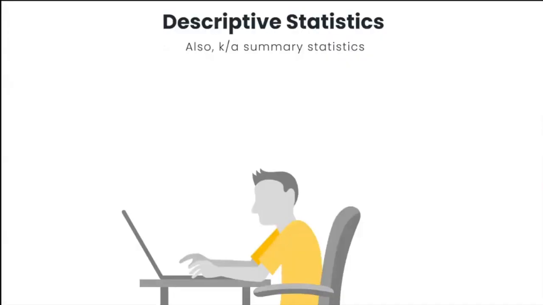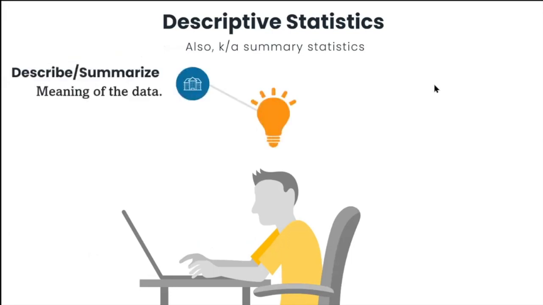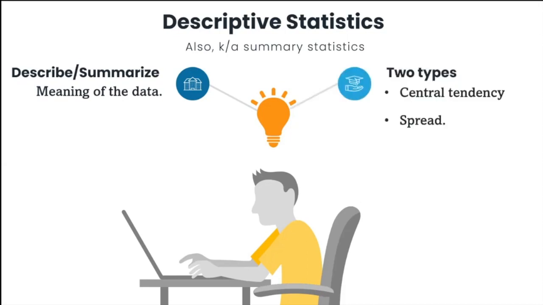This is also known as summary statistics, because we summarize the data, and by summarizing the data, we are giving some meaning to it. This is in contrast to inferential statistics, which, as we'll see, is a bit uncertain, whereas there is certainty in descriptive statistics, because you are not projecting any population parameter, you are only describing the sample statistics.